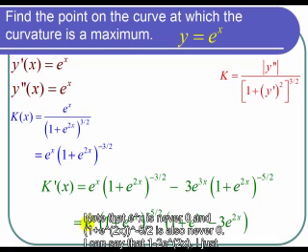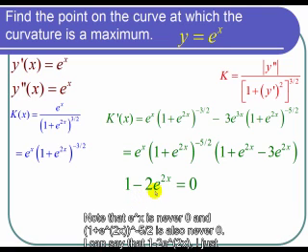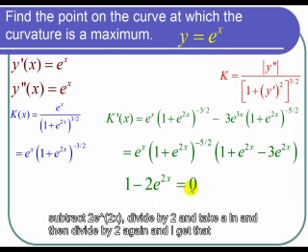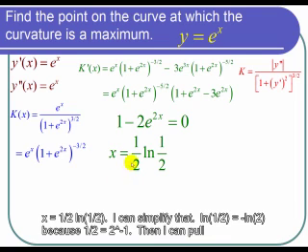And note that e to the x is never 0, and 1 plus e to the 2x, all to the negative 5/2 power, is also never 0. So I can say that 1 minus 2e to the 2x, I just wrote that e to the 2x minus 3e to the 2x is negative 2e to the 2x. So 1 minus 2e to the 2x is equal to 0. And I can solve that. I can subtract 2e to the 2x, divide by 2, take a natural log, and then divide by 2 again. And I get that x is equal to 1/2 natural log of a half.